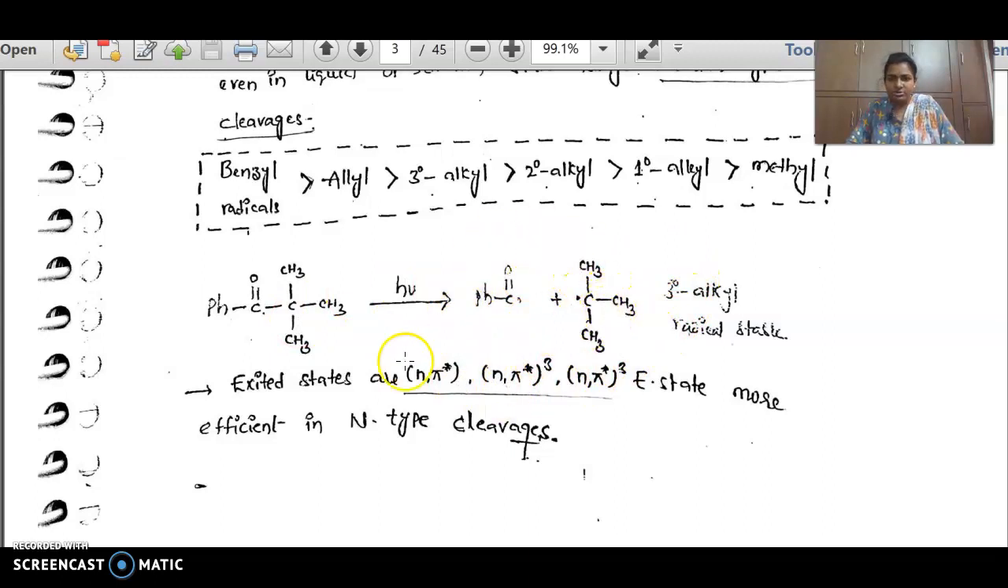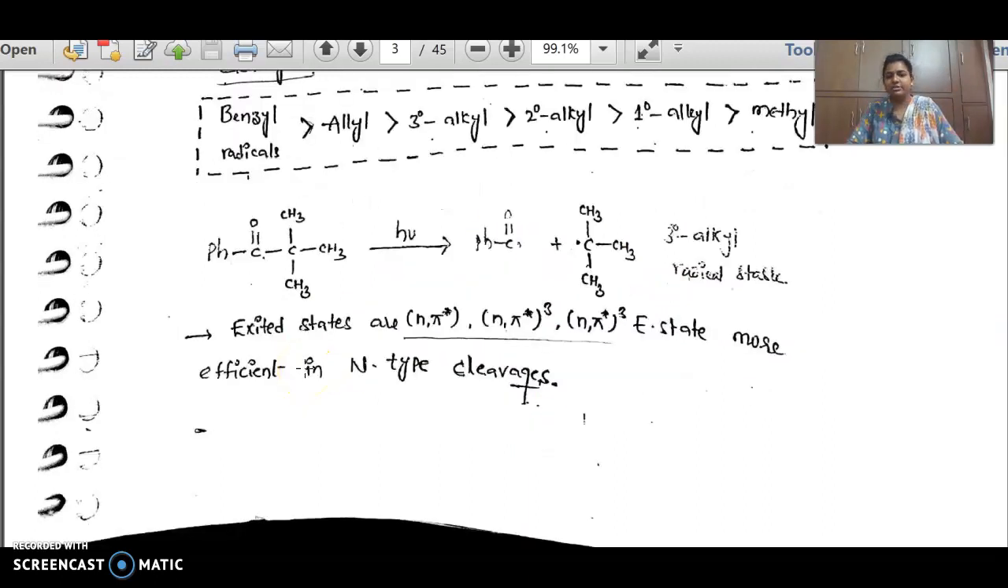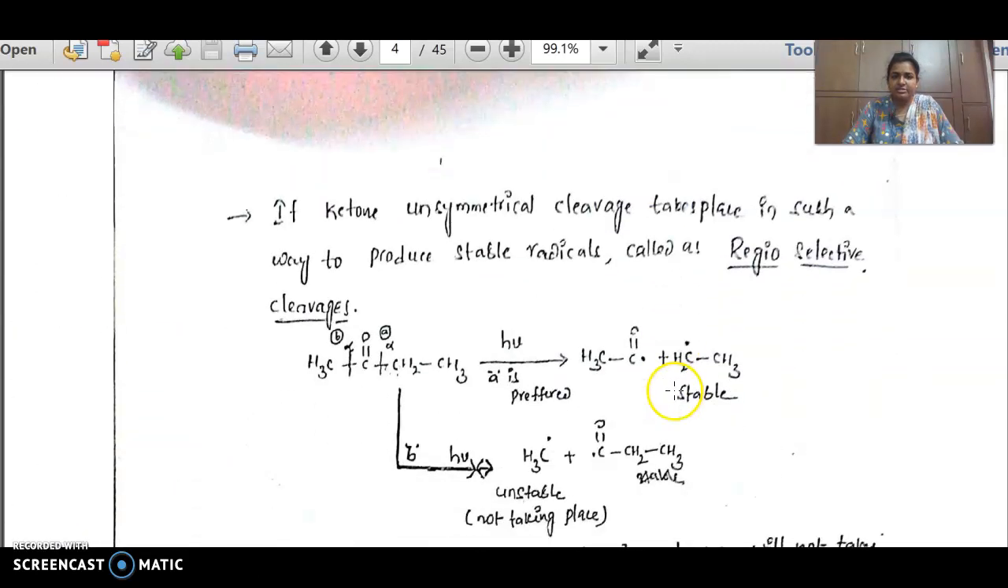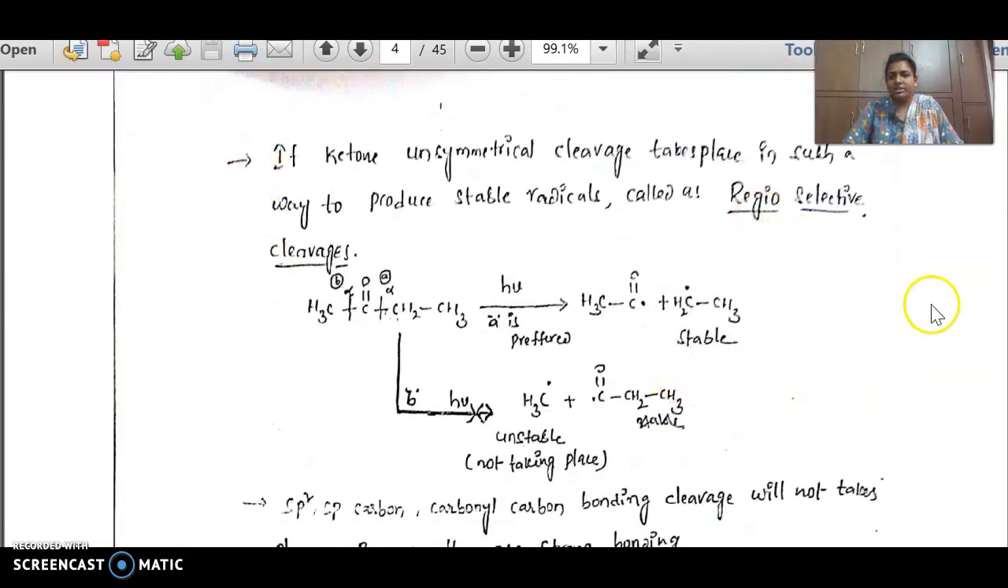Like that you have to see: the excited states are n to pi star singlet and n to pi star triplet. Excited states are more efficient in Norrish type 1 cleavages. Some will be with singlet, some will be triplet. n to pi star transitions occur in these reactions. If a ketone is unsymmetrical, cleavage takes place in such a way as to produce the stable radicals, called regioselective. Sometimes it is regioselective in case of the possibility of formation of different radicals.